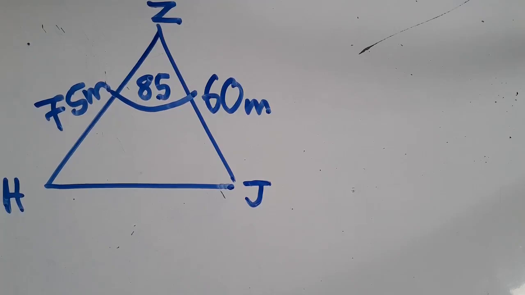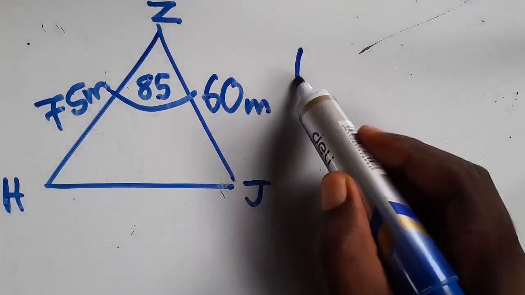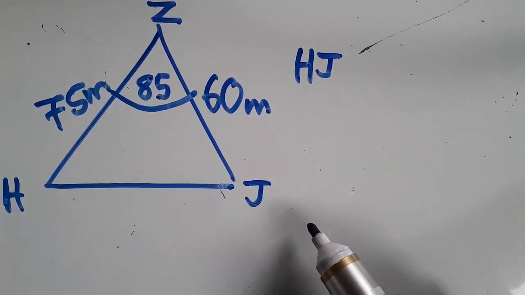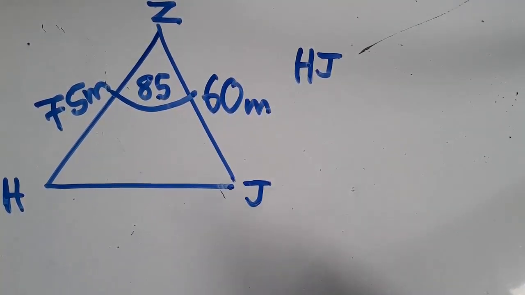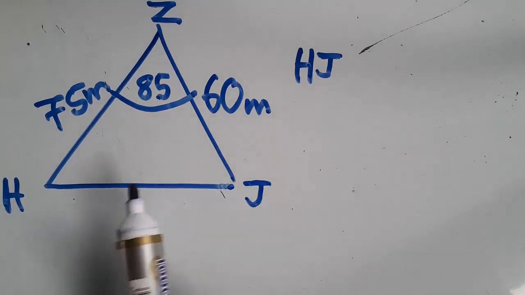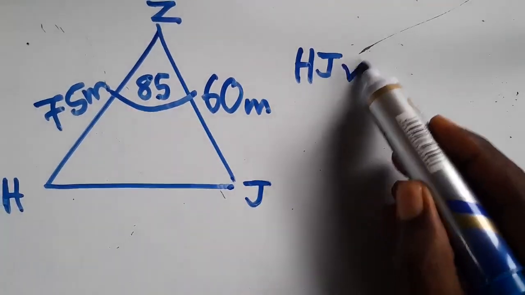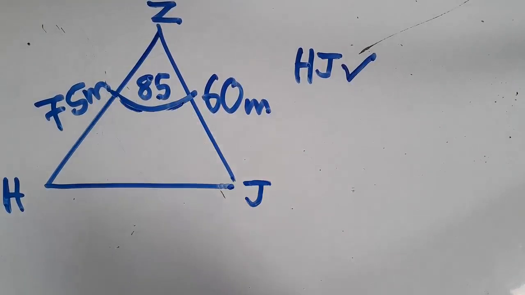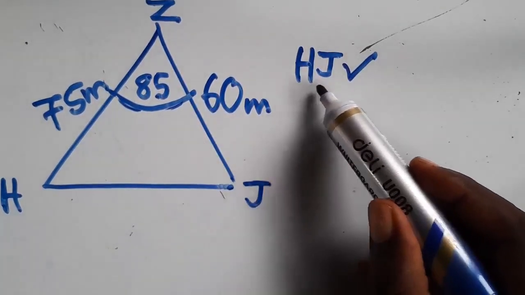The first question, you are told to find HJ. Have you seen? You are told to find HJ. How can you find HJ? And the good part with the cosine law is that when a question comes like this, you are able to find the edge of a triangle even without solving the other one. You just get these two sides and the angle is there. So let us find this one, HJ.